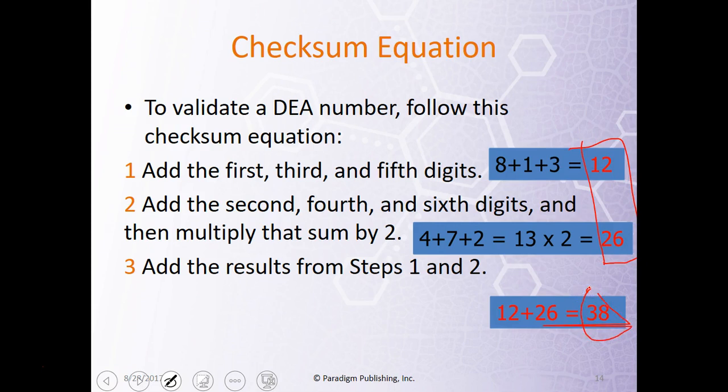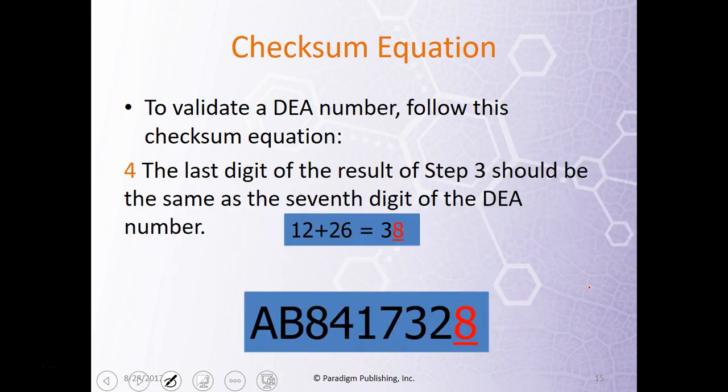So what we're going to do now is check, this is the checksum. We're going to validate our DEA number. So our validation number is the last digit of your checksum number. So it's an 8. So we need to make sure that it matches the 8. It does. So the number is correct. Now we're taking on faith that the A, it's a doctor and their last name starts with B.